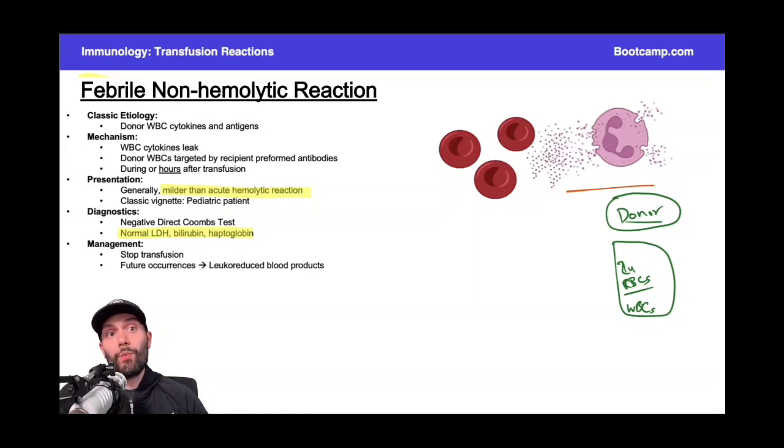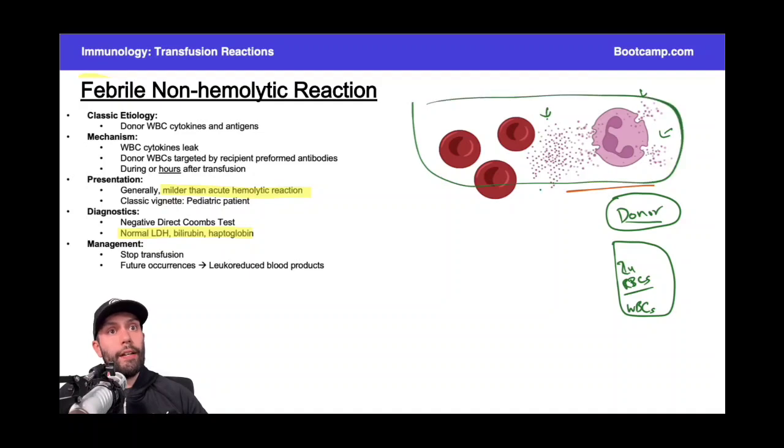Now, these white blood cells, as they're sitting here over a long period of time, might start to leak out some of their cytokines into the sample, which is exactly what you see here, right? So these cytokines are kind of leaking out over a long period of time. And then when I go to give this sample to my recipient, now I have all of these cytokines floating around in the sample, and that's going to cause kind of an immediate reaction in this patient.